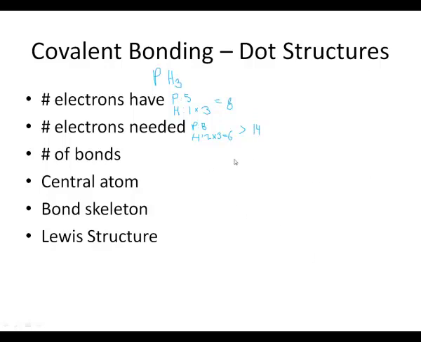Now I've got to figure out the number of bonds. So I take what I got in my second step, 14, and subtract what I got in my first step, which was 8. The difference there is 6. So that's how many electrons I'm short. And I divide that by 2 because there's 2 electrons per bond. And this gives me 3 bonds.